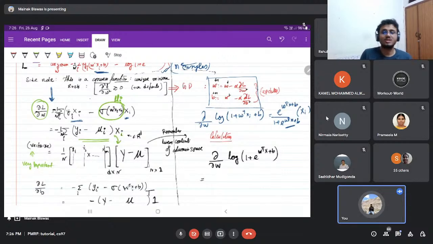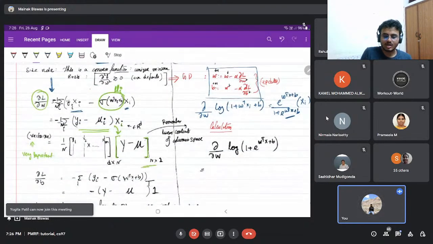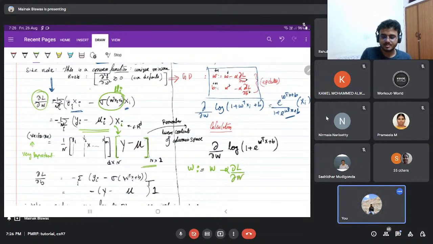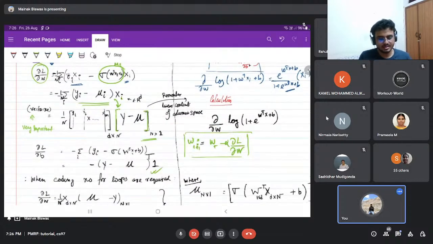In vectorized notation, when you implement it on the computer, you represent the xi's as columns and take the linear combination of y minus mu. So this is what you will do. You update w as w minus some alpha, the learning rate. The smaller you take the learning rate, the less noisy it will be. You update this way. Similarly for b, you can see you don't have any x term, so it's the sum of these entries.